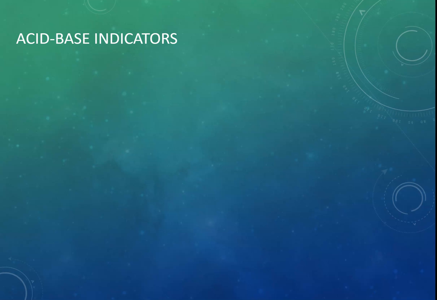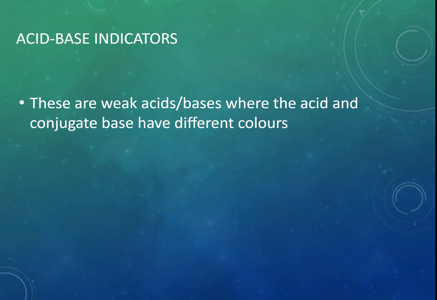So first thing, acid-base indicators, which you will have all used in a titration at some point, are themselves weak acids and bases which have different colours for the acid and its conjugate base. So what that means is that as the pH of the solution changes, then the weak acid is converted to the conjugate base or vice versa, and the colour changes.